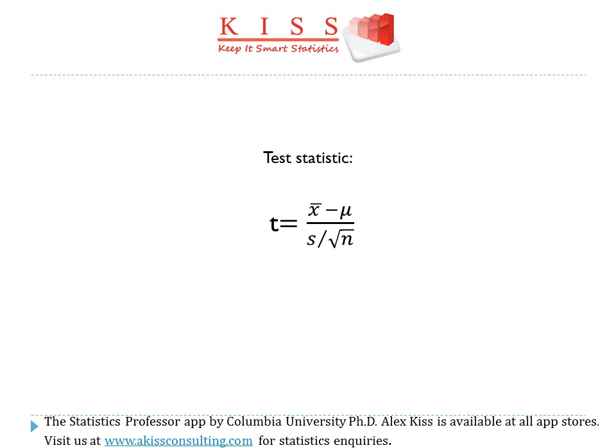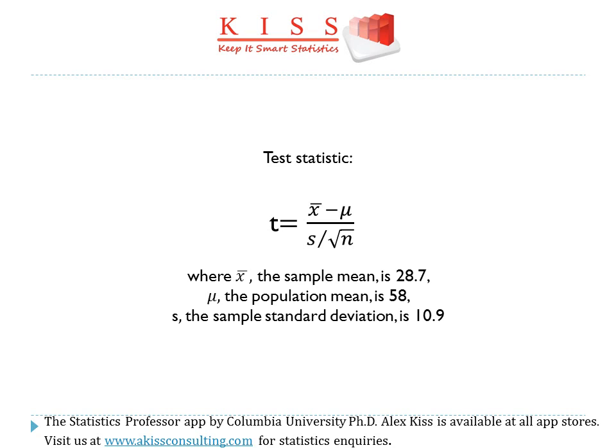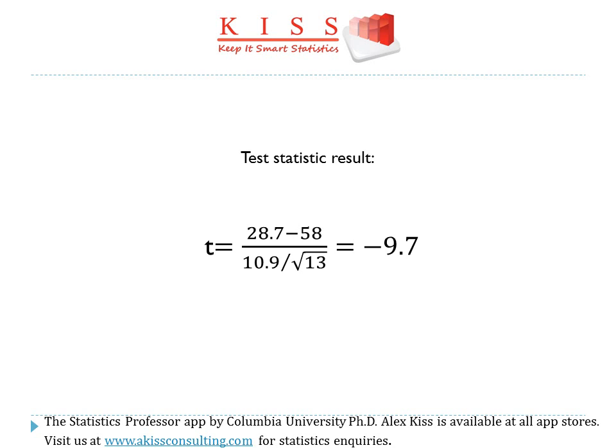The test statistic is going to be T equals x bar minus mu divided by S over the square root of n. X bar, our sample mean, we can calculate from the data given to be 28.7. Mu, the population mean, was given, and that is 58. S, the sample standard deviation, we can calculate from the data given, and it will come out to 10.9. And finally, n, the size of the sample, is 13. Therefore, the result will be T equals 28.7 minus 58 divided by 10.9 over the square root of 13. This gives the answer of minus 9.7.